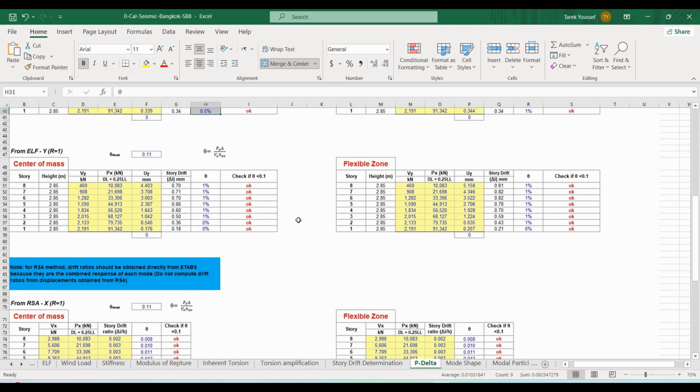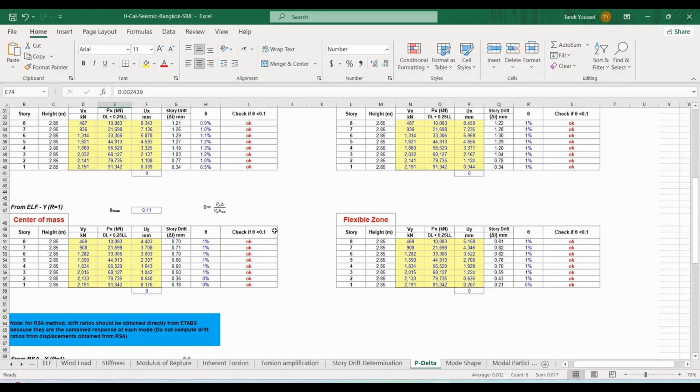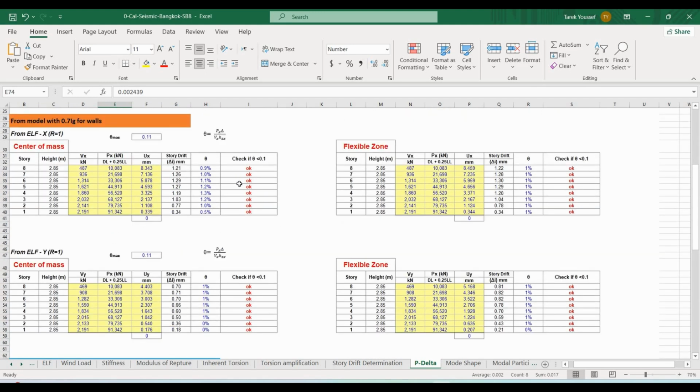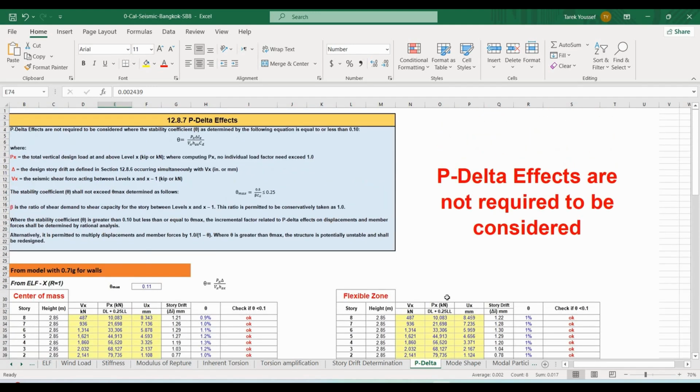Okay, guys? Also, it is wrong to compute or to check the P delta effect using the response spectrum analysis load cases, as this is the peak response and the drifts obtained in this case are not occurring simultaneously due to the applied loads. That's why it is wrong to check the stability coefficient using the response spectrum analysis method. And it is clearly mentioned in the code that we need to use the static forces to check the P delta effects, and we don't need to use the RSA method. Okay, guys? Hence, this is actually all the things that we need to talk about.